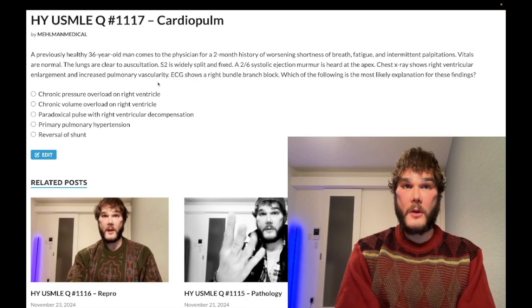How's it going, guys? So we have this 36-year-old dude with all of these cardiopulm findings here. Okay, it can seem very confusing when you're looking at this question. What's the most likely explanation for the findings? Choice A, chronic pressure overload right ventricle, wrong answer.